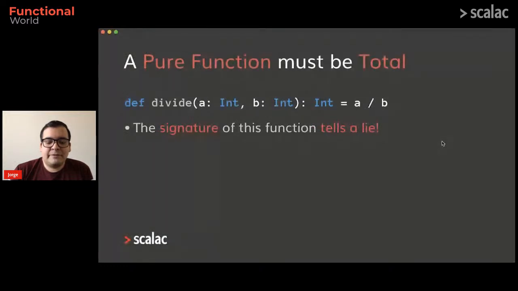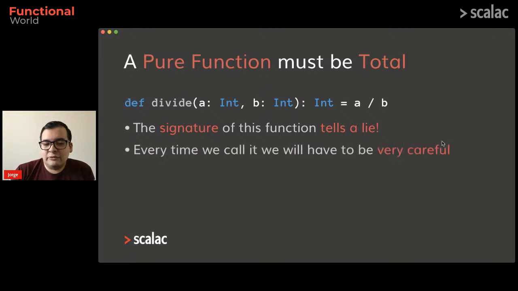So the signature of this impure function is telling a lie. Why? Because if you just look at the function signature, at the definition, in theory, for every pair of integers a and b you receive, you should get another integer, right? But that's not entirely true, because we have seen that for the case that b equals 0, we are not going to get an integer. We're going to get an exception.